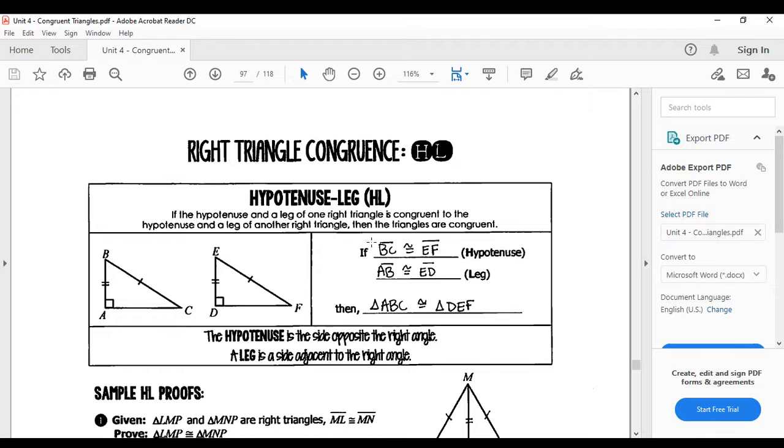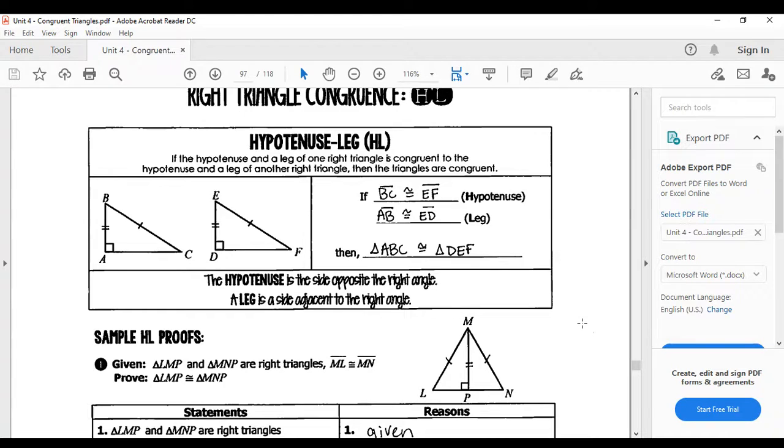You'll want to write down this part right here. If BC is congruent to EF, so the hypotenuse is congruent, and AB is congruent to ED, the legs, then the triangles are congruent. So triangle ABC is congruent to triangle DEF. That's the basis of our proof. We're just going to look at two proofs super quick so you can see what they look like, and then we will be done.